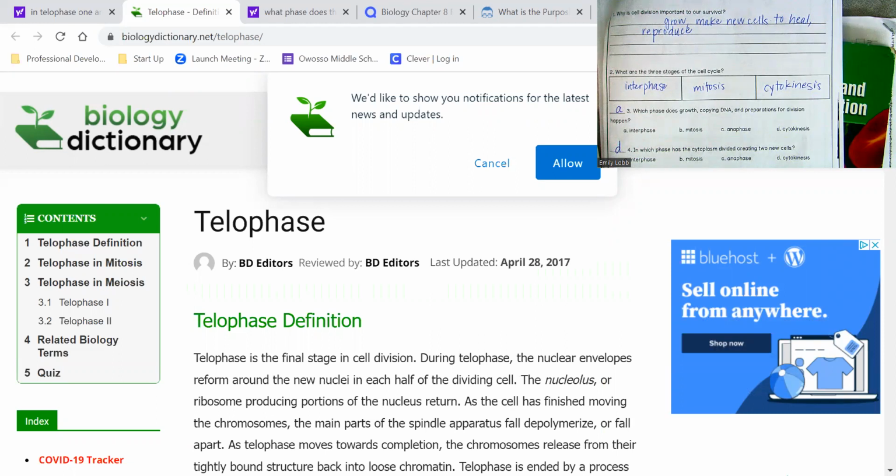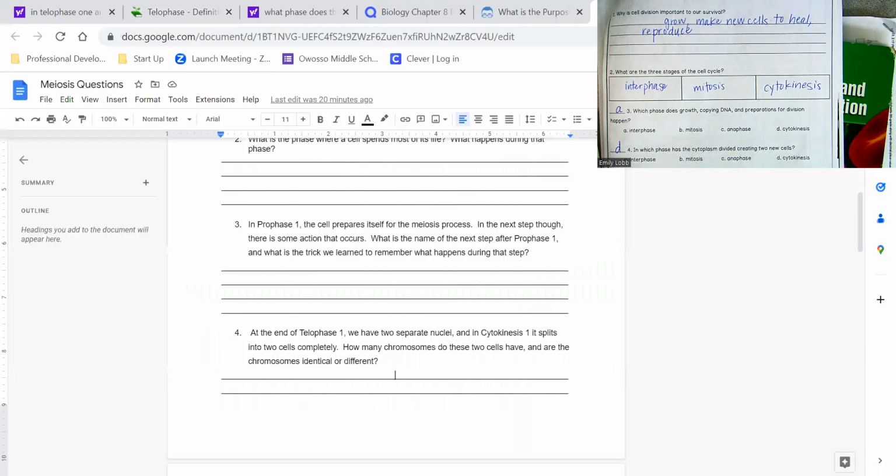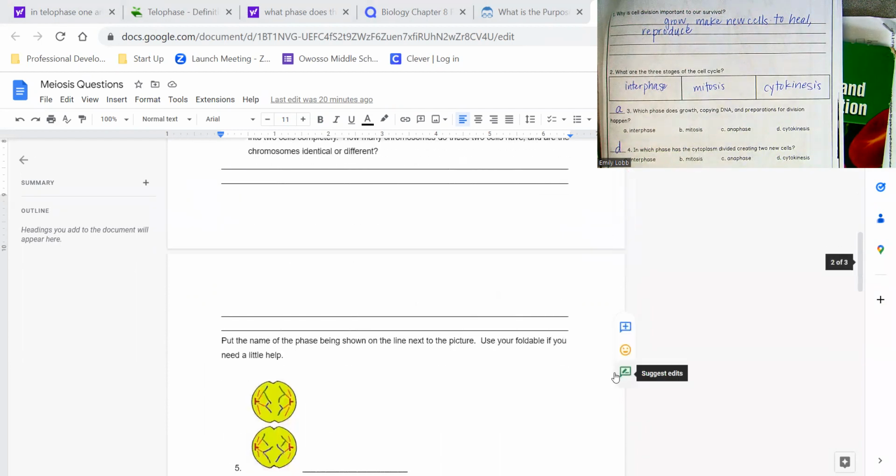Let's look back at our next question. All right, anybody still need a minute for number 4? Do we feel like we've answered both parts? We're good on 4? Yeah, I did 4.